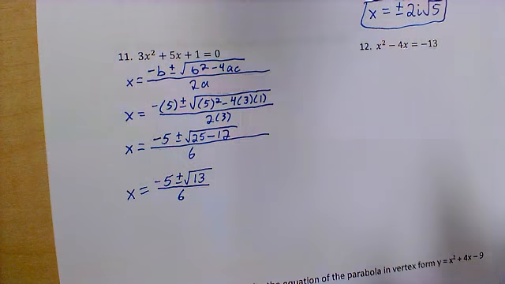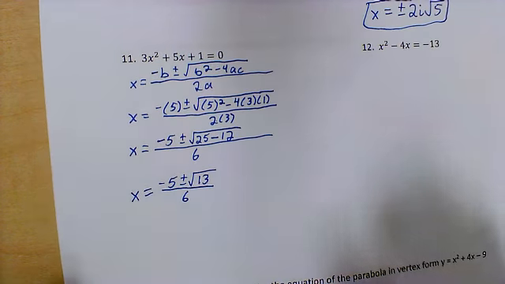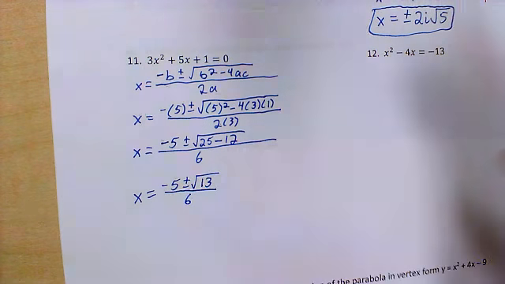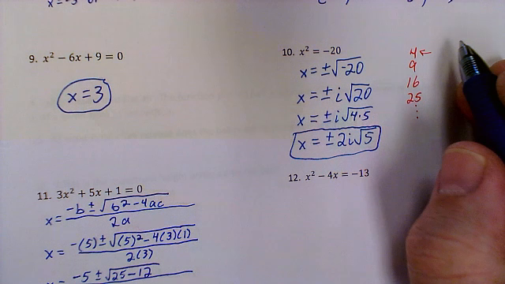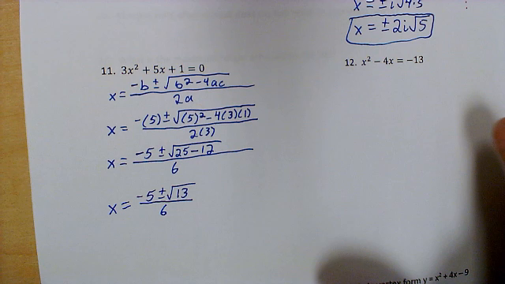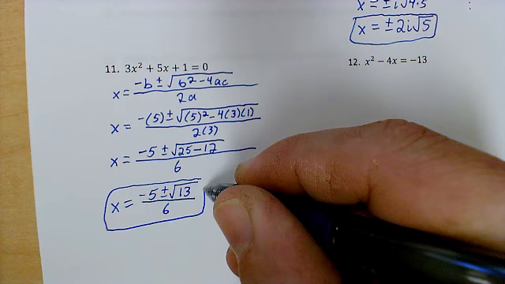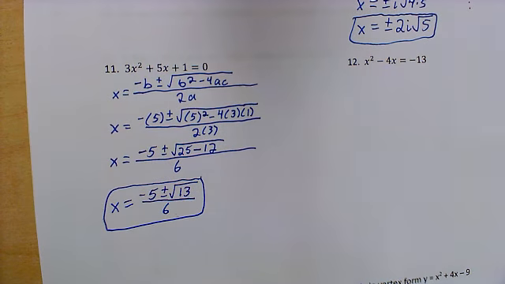Over 6. Now, here I'm actually going to be done on this step, and the reason is because I cannot divide any of my perfect squares into 13 like I did on the previous problem. None of those divide into 13, just one, which doesn't change it, so that's actually finished.